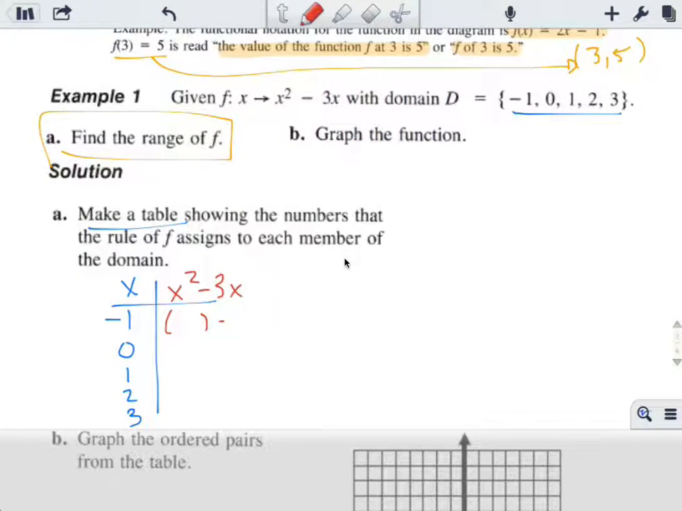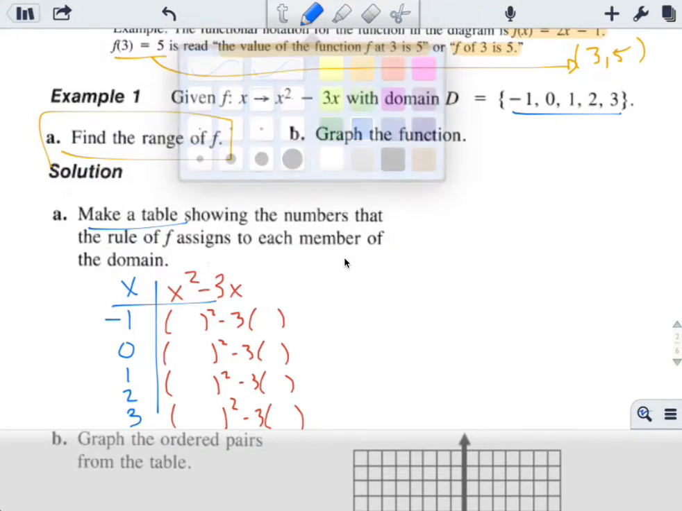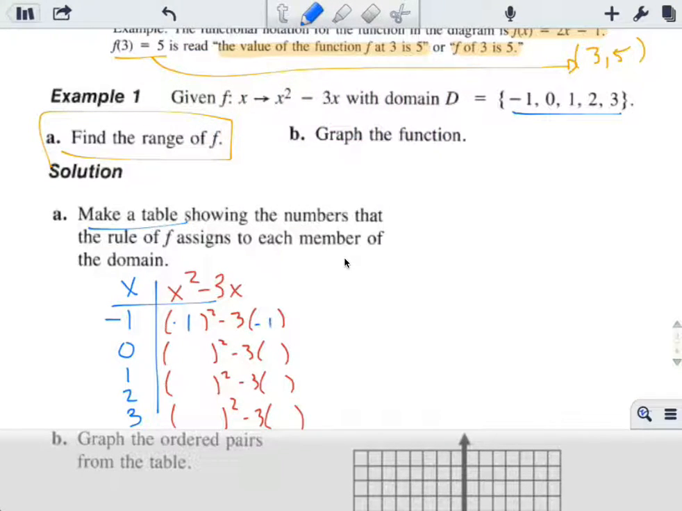So everywhere we see an x, we put our x value for each one. Note, we do the same operation regardless of the x value. So I plug in -1, 0, 1, 2.